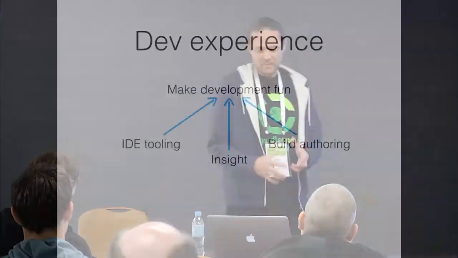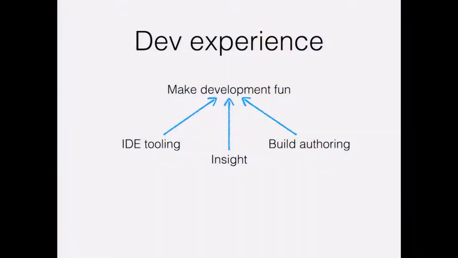And then there's build authoring. So that's things like content completion in the IDE. So that's the roadmap. There's 4 things. There's make Gradle fast, make it more powerful, make the ecosystem richer, and make the experience more pleasant. So that's the plan.